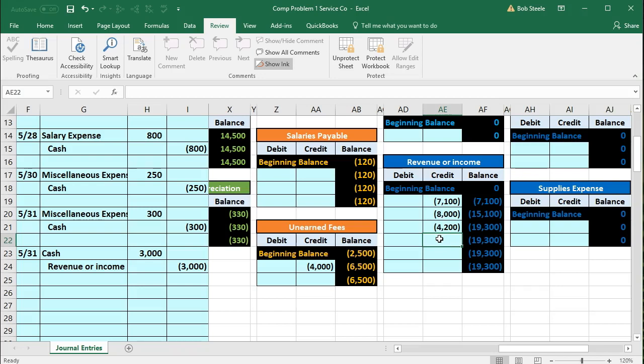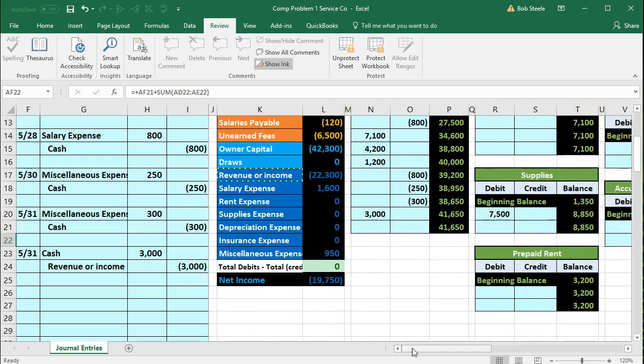Next available row being row 22 is going to equal and then point to this 3,000. So we've got the 19,300 plus the 3,000 balance at 22,300. Notice we only have credits in the revenue. It only goes up in the credit direction. That same 22,300 will be represented on the trial balance. Now we need to record, that's it, that's the whole thing.